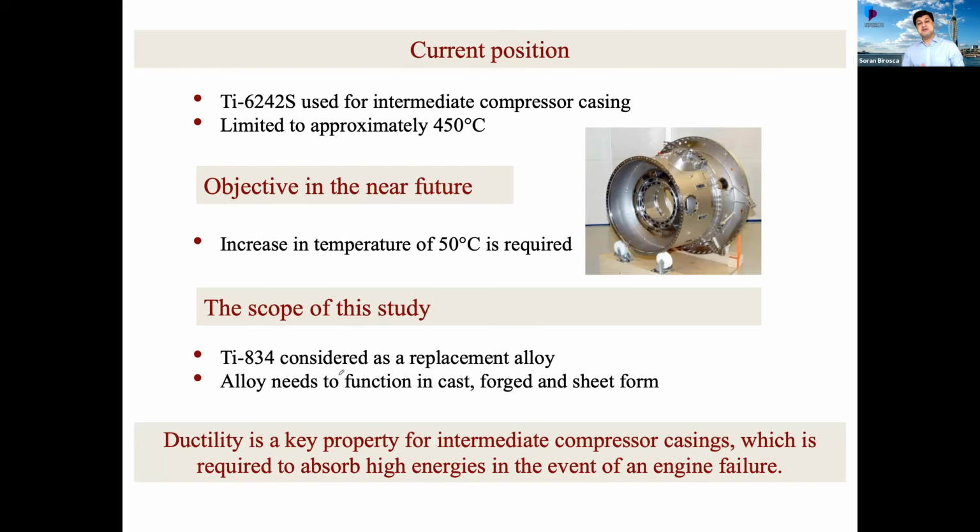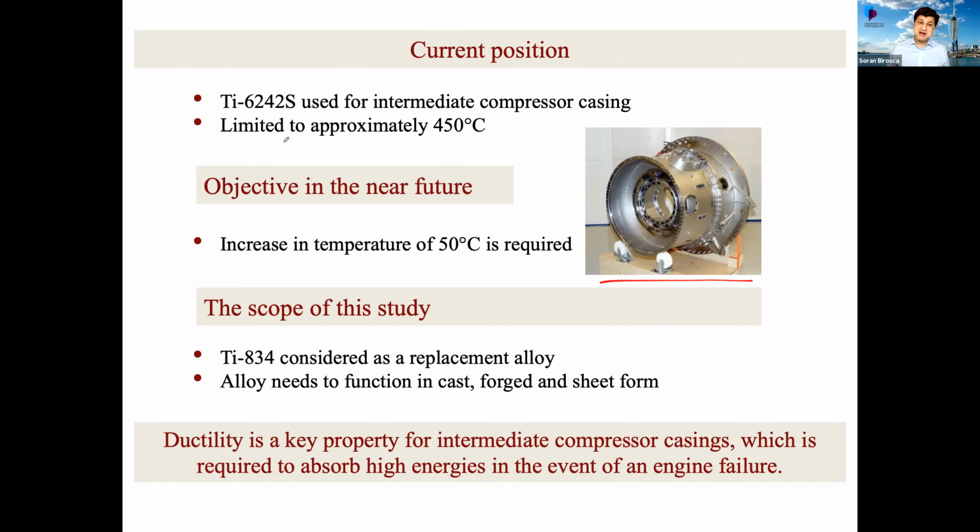Now, just to give you a background about this work, this is a compressor casing here. Where you put the compressor inside, the blade and disc stand on the shaft, and you put it inside the jet engine. This is a casing for the intermediate compressor, because for the compressor you have a high pressure compressor, a low pressure compressor, and an intermediate pressure compressor.